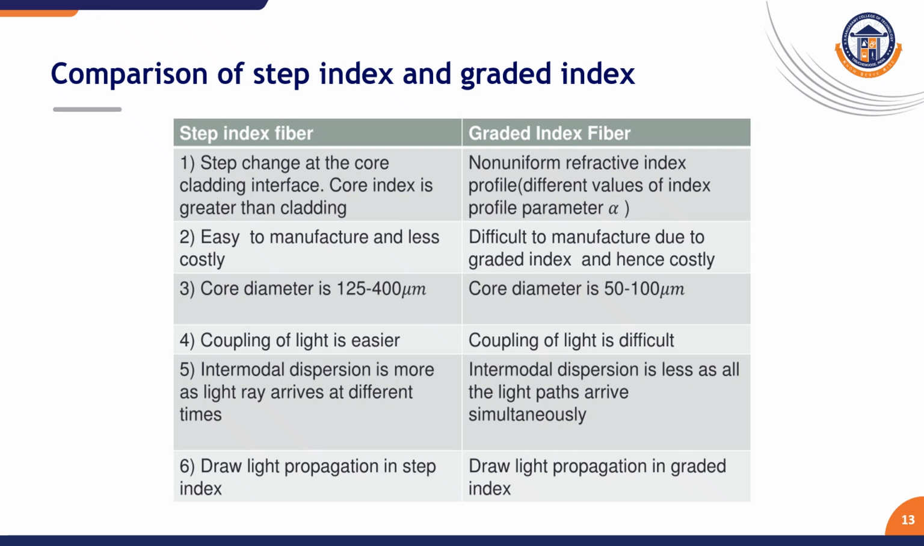Then gradient index fiber has a non-uniform refractive index profile. It is difficult to manufacture due to the gradient index and hence costly. The core diameter is 50 to 100 micrometer. The coupling of light is difficult. The intermodal dispersion is less as all the light paths arrive simultaneously. Draw light propagation in gradient index.